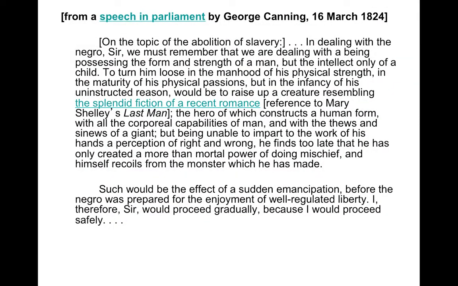So George Canning, on March 16, 1824, gave a speech on the topic of the abolition of slavery. He says, "In dealing with the Negro, sir, we must remember that we're dealing with a being possessing the form and strength of a man, but the intellect only of a child." So let me break away for a moment. There's an infantilizing of this individual, and he or she is seen as other.